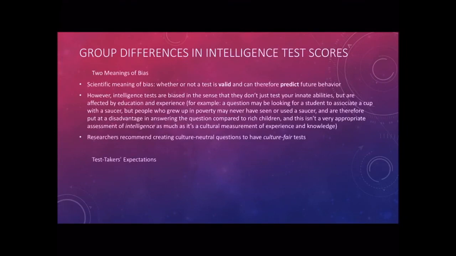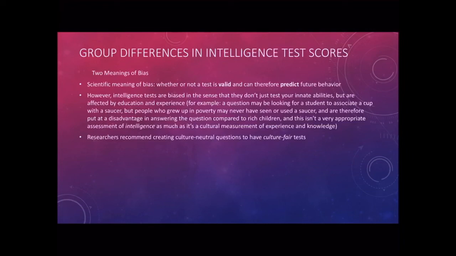So let's talk about what bias means in this case then. The scientific meaning of bias is whether or not a test is valid and therefore predicts future behavior. But intelligence tests are going to be biased in the sense that they don't just test your innate abilities, but they're affected by education and experience.